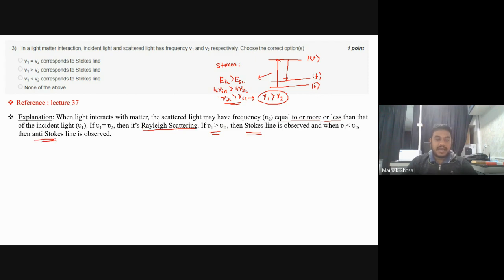So here you have asked what the relation between nu1 and nu2 should be for Stokes line. So your answer is that nu1 should be greater than nu2 for Stokes line. So your answer is nu1 greater than nu2 corresponds to Stokes line.